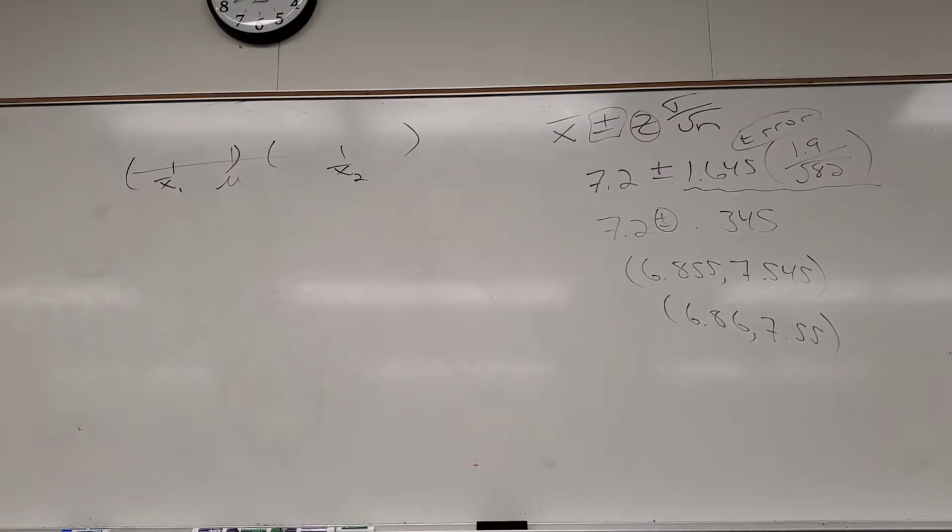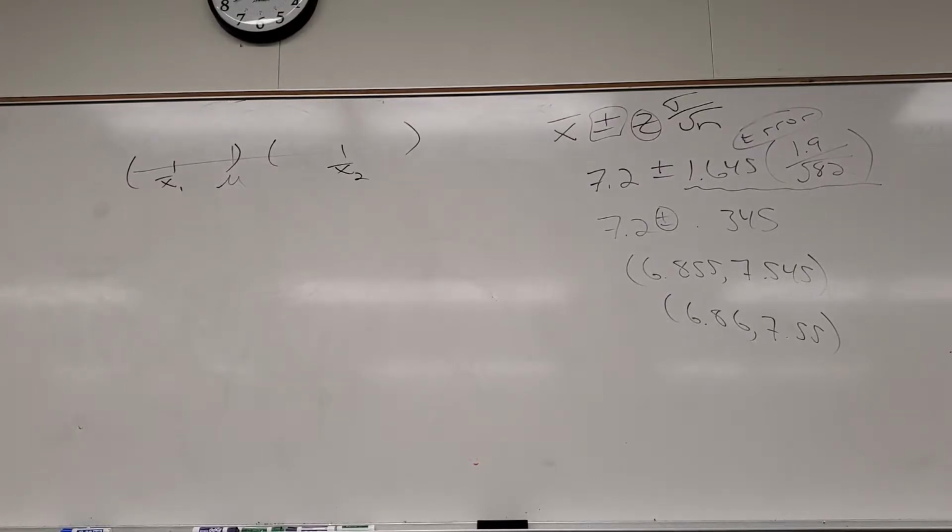10%. So when you see a confidence interval somewhere, if it's a 95% confidence interval, there's a 5% chance that the real mean is not in that interval.